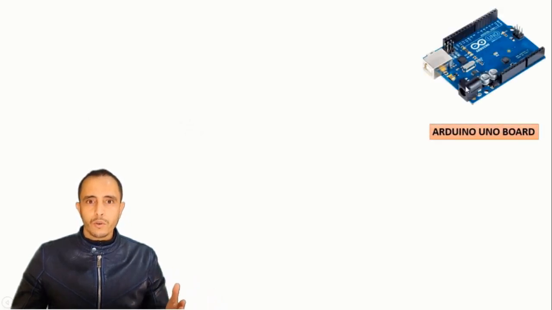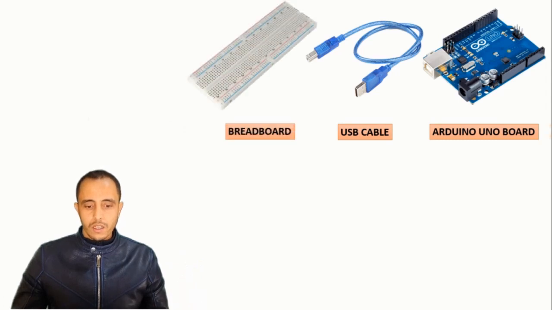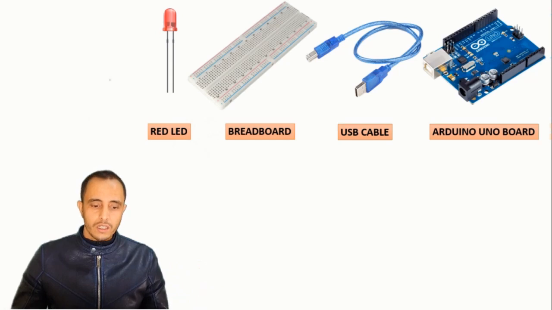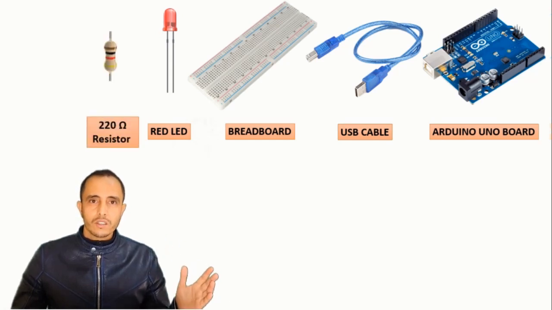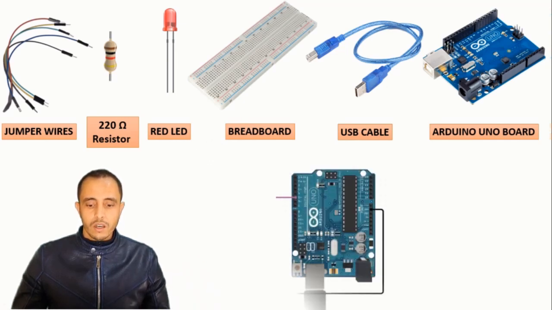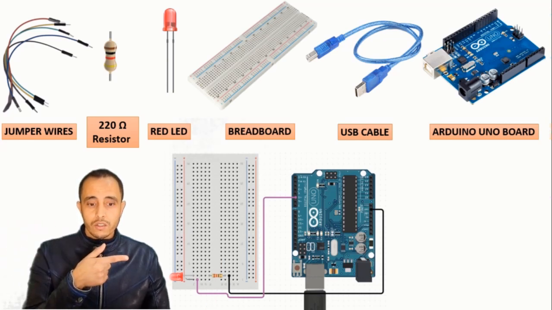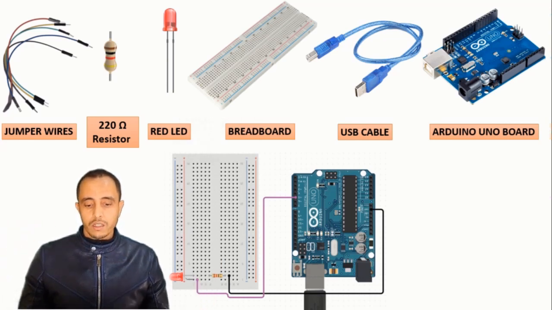For this project, you are going to need an Arduino Uno board, a USB cable, a breadboard, a red LED, a 220 ohm resistor, and jumper wires. You can connect all these components as shown in the circuit on my left.